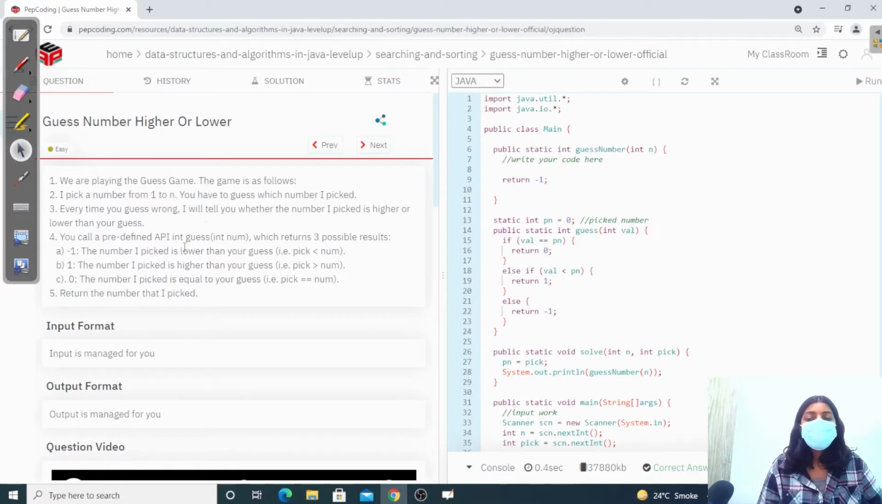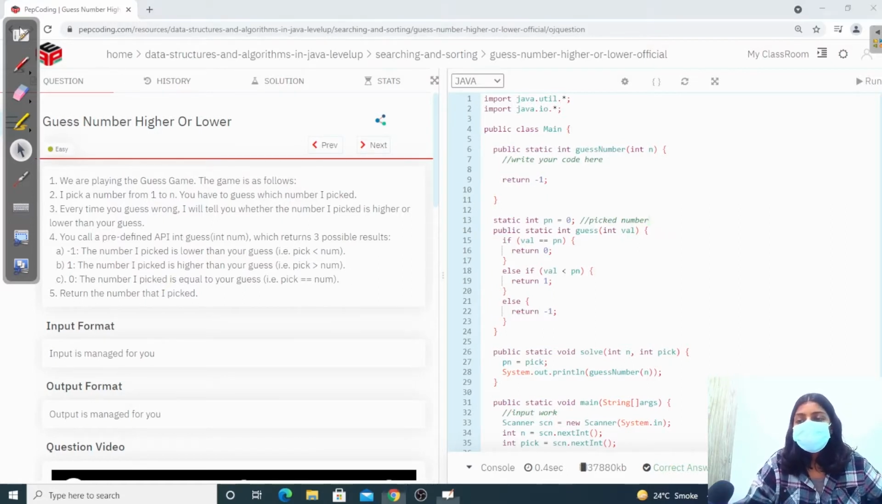Every time we guess a wrong number, we get to know whether the number he or she has picked is higher or lower than our guessed number. Every time, we call a predefined function, that is guess, which returns three possible values. This method checks if our guessed number is greater than the picked number, lower than the picked number, or equal to the picked number. If the number we have guessed is lesser than the picked number, it will return 1. If it is greater than the picked number, it will return -1. If it is equal to the picked number, it returns 0.